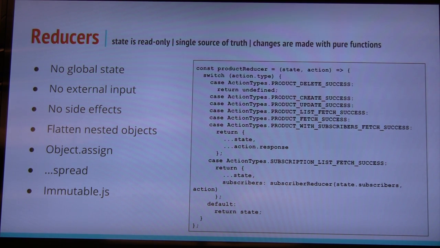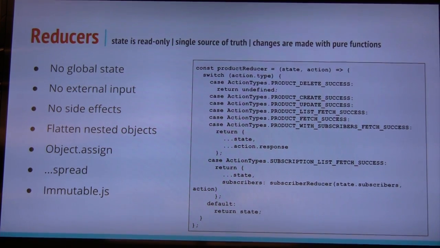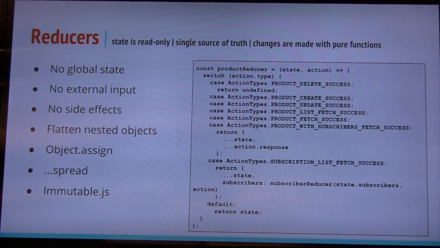We use spread to copy own enumerable properties from a provided object onto a newly created object. And then also you have Immutable.js. With Immutable.js, properties of object maps, for example, are hidden behind a get/set interface, so you're not able to access them directly or modify them. Similarly, with an immutable stack, you can only modify it with push or pop.